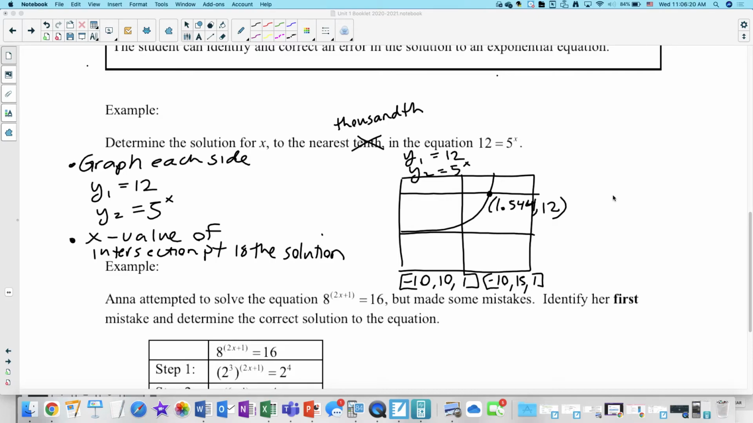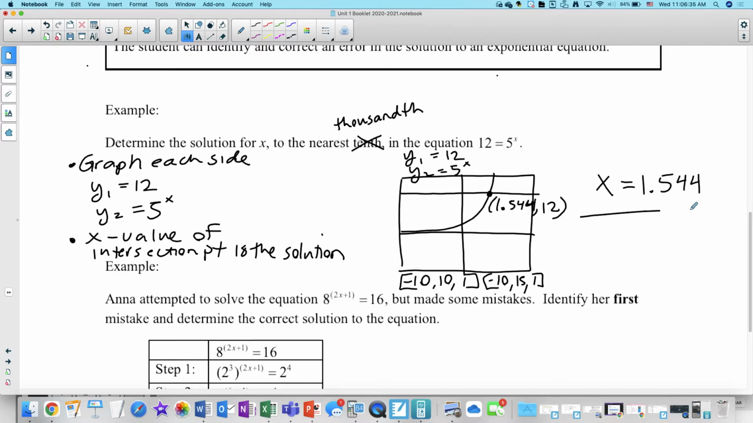Okay? So the answer to this question, to the nearest thousandth, is x equals 1.544. And if you try to verify, this is a decimal approximation. We are rounding. So if we try and verify, the left side is 12, the right side is 5 to the 1.544, right?